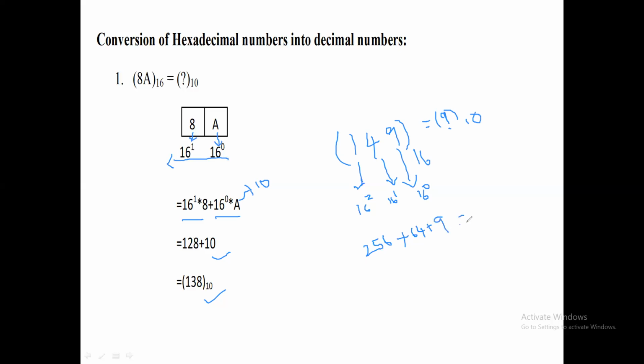What is it? 73, 79, 129, 329. The answer is going to be 329. Okay. Like this, you can convert any given hexadecimal number into a given decimal number. The point is, you need to use the positional values for converting a hexadecimal number into a decimal number.